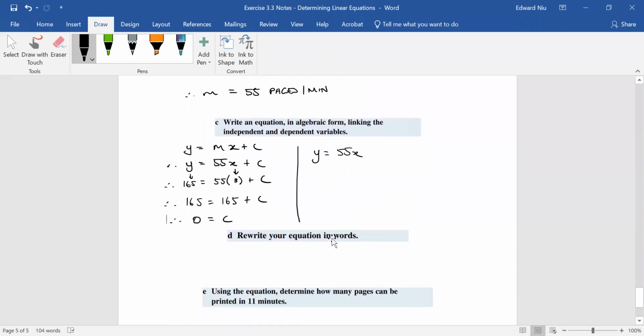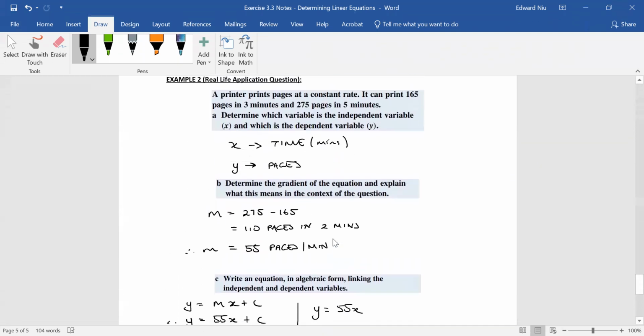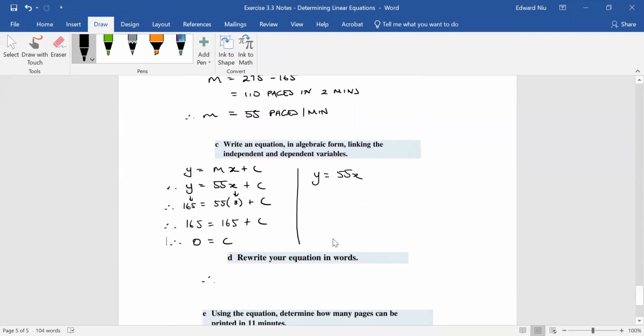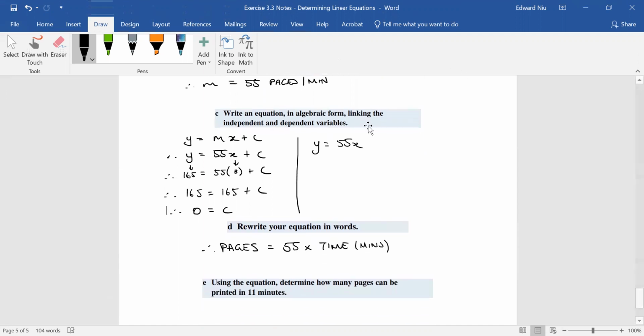So when it says to rewrite your equation in words, what we need to do is replace y and x with our variables. So pages is our y variable, equals 55 times time in minutes, which is our x variable. So this equation tells us how many pages the printer is going to print. It's just rewording the y and the x from the answer above.